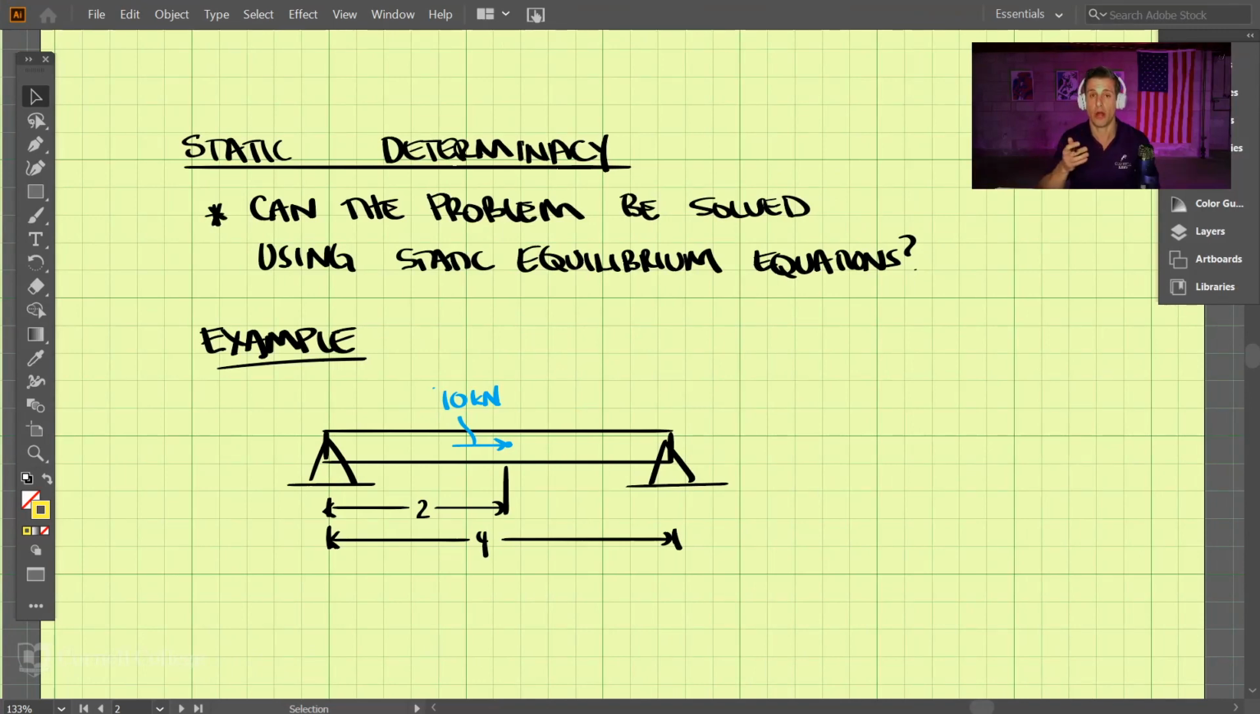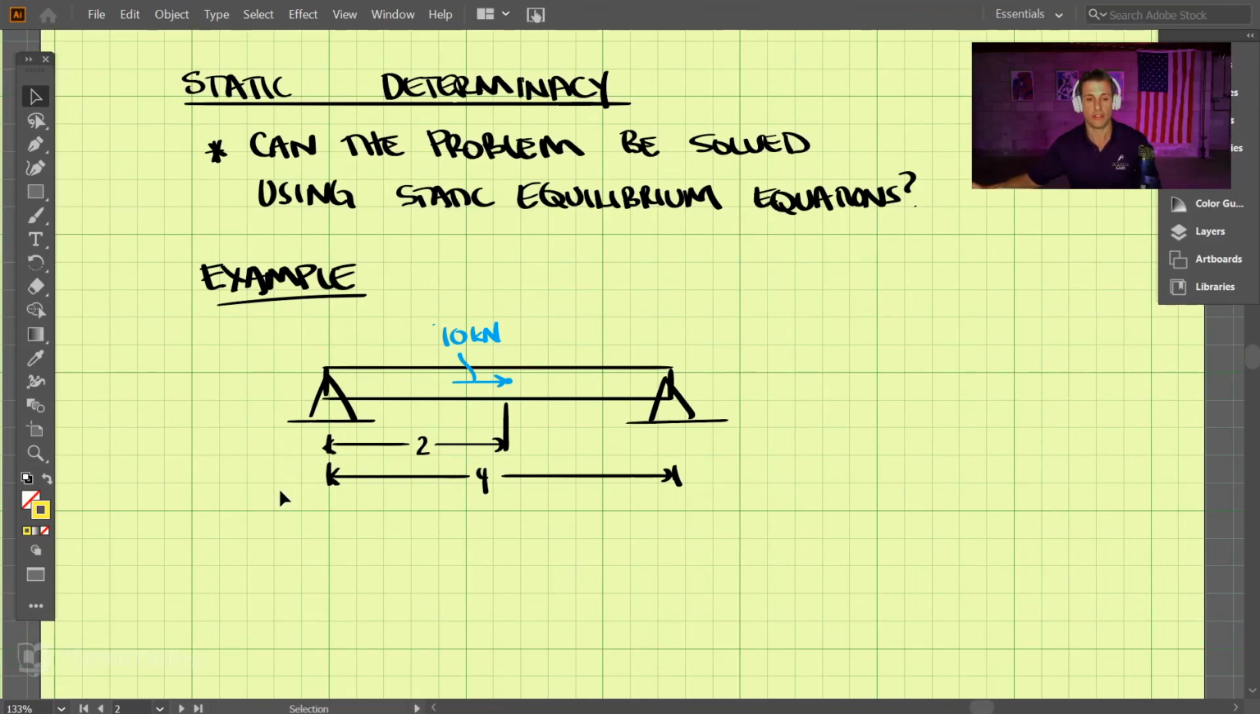What if I told you that some problems cannot be solved using static equilibrium equations? It's true, some can't, and these problems are called statically indeterminate. And the reason is sometimes they have too many constraints. So let's move over and I'm going to do a quick example and show you that some problems cannot be solved.